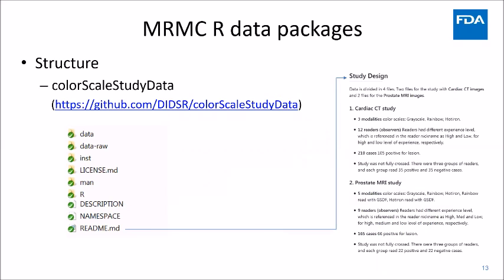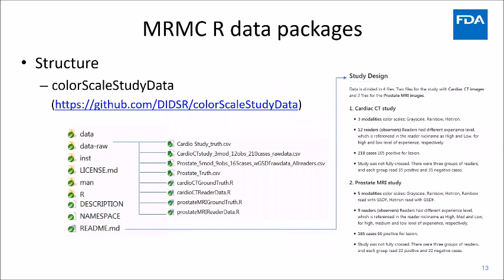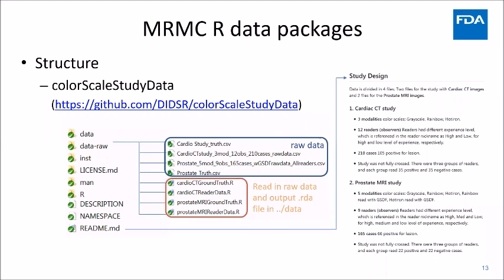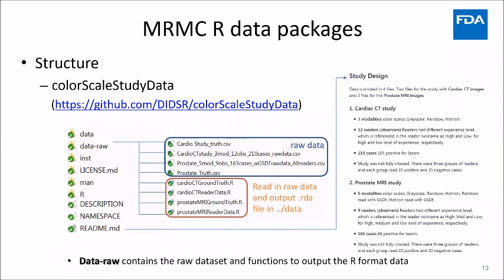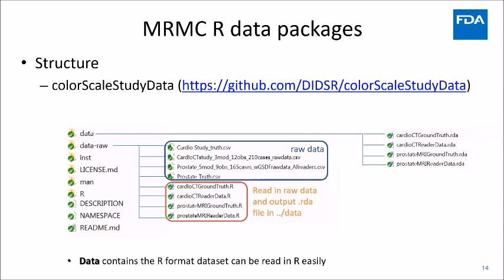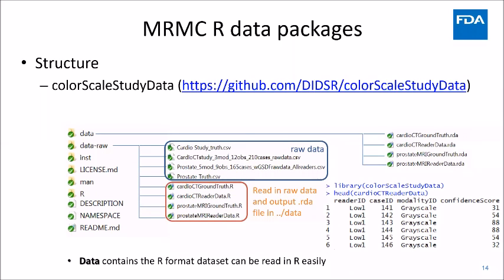In this study, we have two sub-studies. One is for CT images and the other one is for MRI images. So in data-raw, we have 4 CSV files. For each sub-study, we have one file for the ground truth and the other one for the reader study data. The 4 R files read in each of those CSV files and output the R formatted data. This data can be easily accessed in R. We just need to load the package, and in the backend, the data is already there.